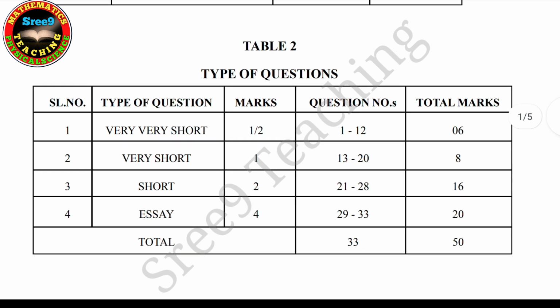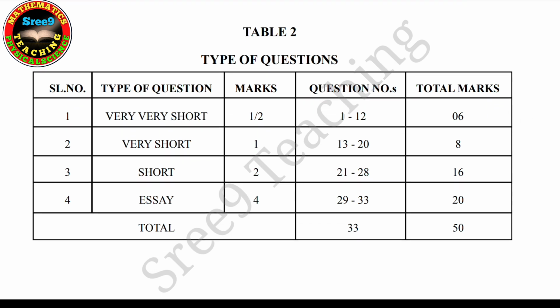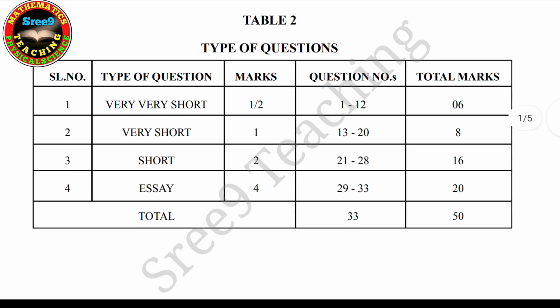And now let us see the table 2, type of questions. So here serial number 1, you see very short. How many marks for very short questions? Half mark. Then how many questions will be given? Yes, 12 questions. So 12 halves, 6 marks. Okay, they are very short. And see the serial number 2, very short questions, and the question carries 1 mark, and the number of questions will be given 13 to 20. It will be 8 questions, so 8 marks.